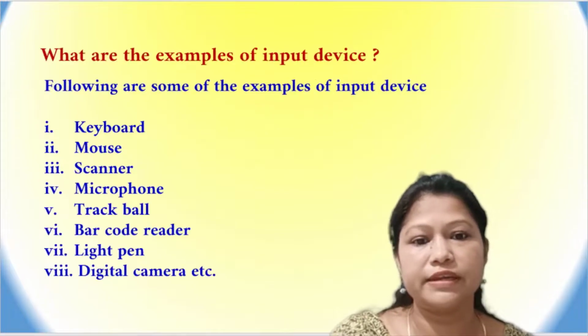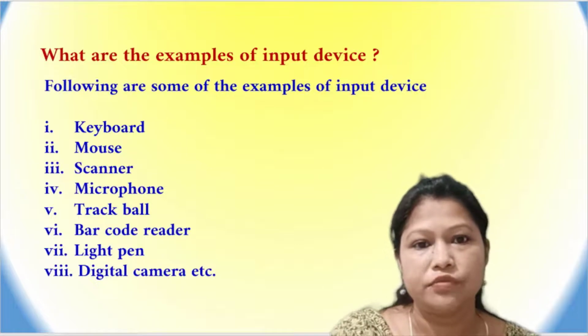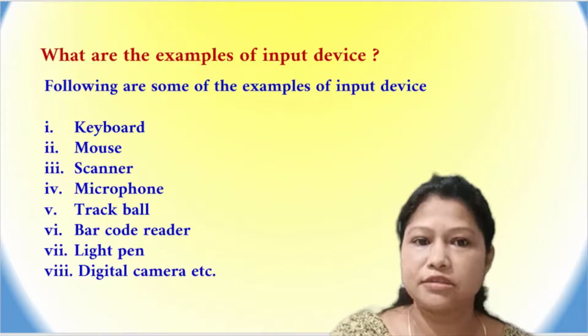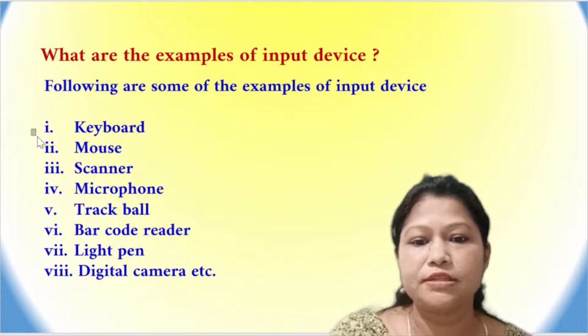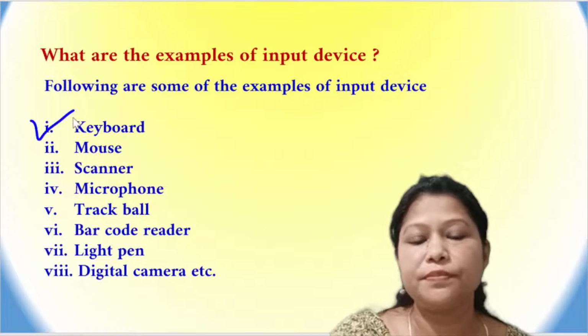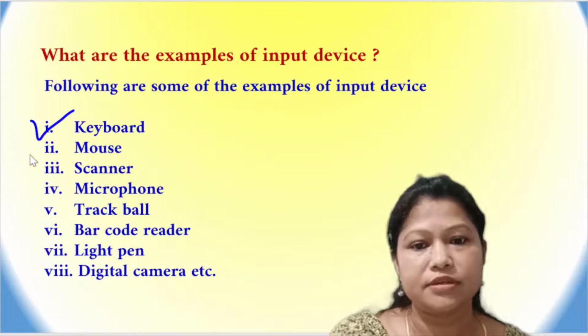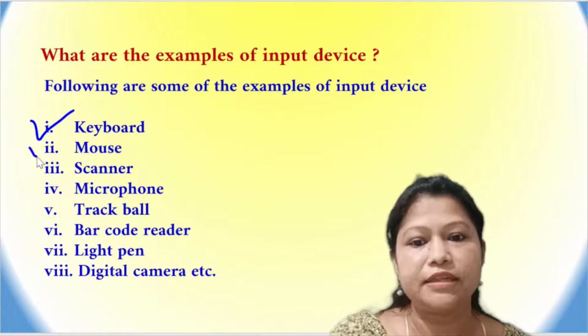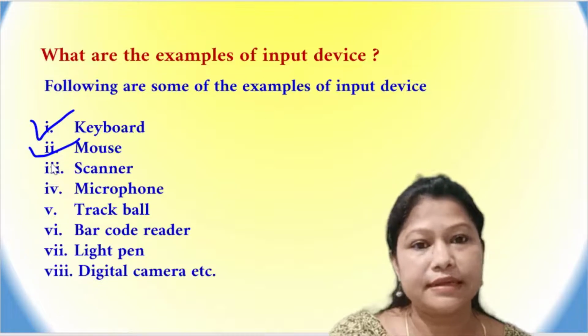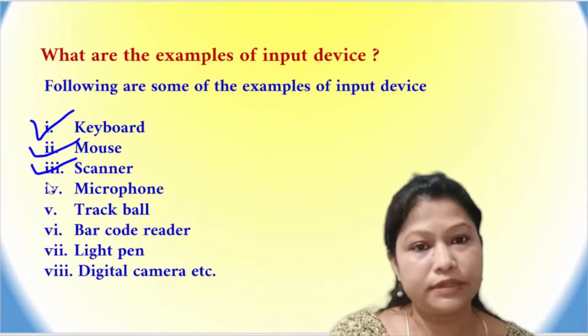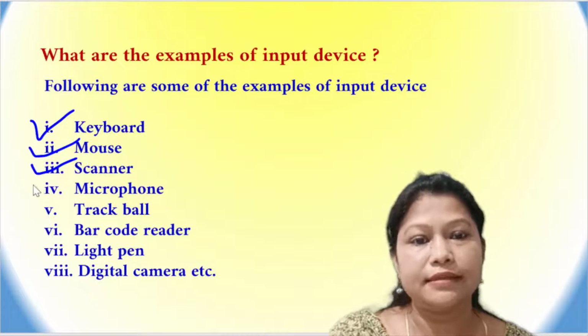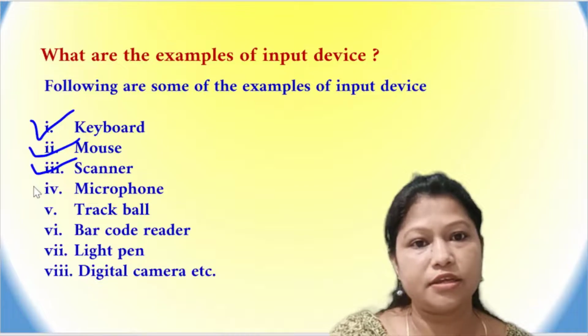We will now see various examples of input devices with the help of which we enter data and instructions into a computer system. The first example is the keyboard, which is used for typing text and numbers into a computer system. Then the mouse is for pointing and selecting objects on the computer screen. The scanner is another example of an input device, used for scanning both text and images and transferring them into the computer system.